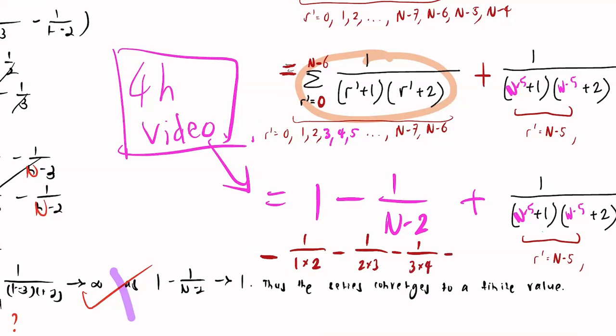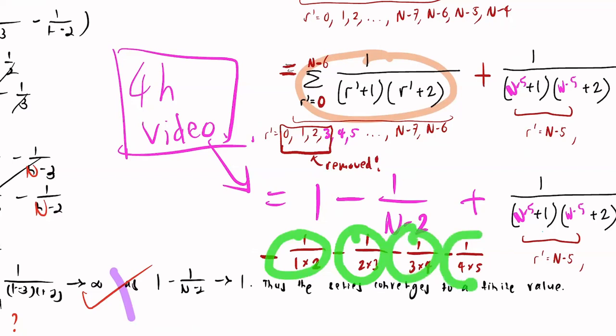Then r prime is 3. What else did I miss out? Yeah, these first 4 terms must be removed, and I have removed them by subtracting. Okay? And then finally you get your answer, this entire expression. Can? Okay, good.